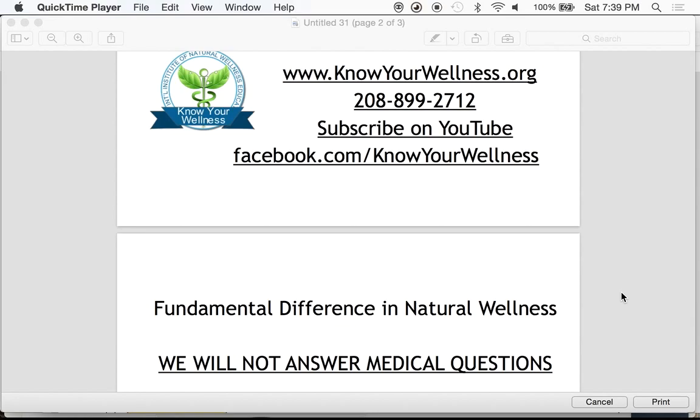But whether it's us or some other program out there, please take seriously going through a real, formal program to understand natural wellness. It's far too common for people to read a magazine article or a book and think that they can address medical problems when they don't have a fundamental understanding of the body.